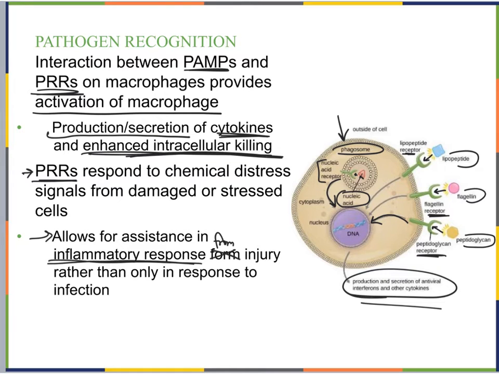Meaning that if we cut ourselves and say we don't get a pathogen in the body, say there was no bacteria on the knife or something that we accidentally cut ourselves with, these cells are still going to respond to distress signals. So the cells that were cut are sending out those chemicals that are communicating, like, hey, there's a problem here, and then these cells can initiate or respond accordingly.